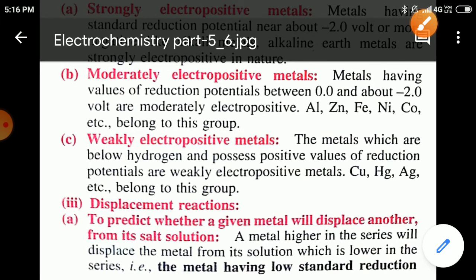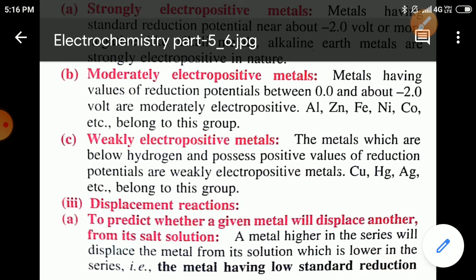First point: displacement reactions. As the name makes clear, in displacement reactions, such a chemical species that has a more negative value of reduction potential as compared to the given chemical species always has the tendency to displace that element from its compound.